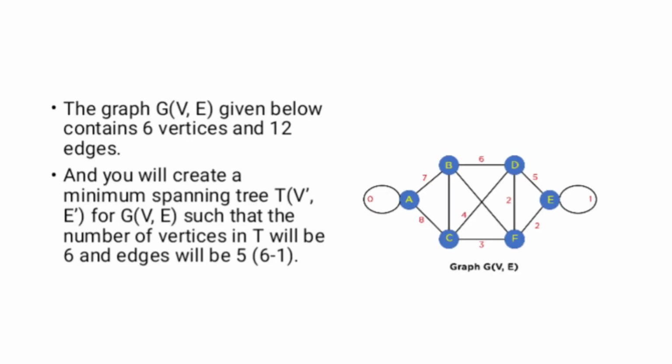The graph G(V, E) contains 6 vertices and 12 edges, and you will create a minimum spanning tree T(V, E) for graph G(V, E) such that the number of vertices in T will be 6 and edges will be 5, that is 6 minus 1.